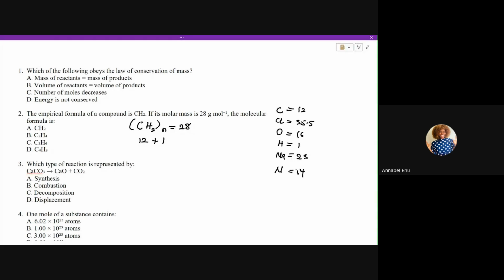I believe these are all the common ones. If there are any other ones, the relative mass will usually be given to you. Okay, so from here, equals n, and then we have 28. You remember hydrogen's relative mass is 1, but we have 2 hydrogens here, so it's going to be times 2. So this is going to be 12 plus 2, which gives us 14.